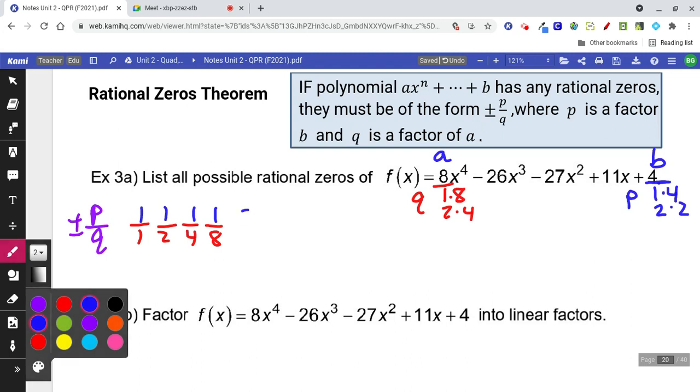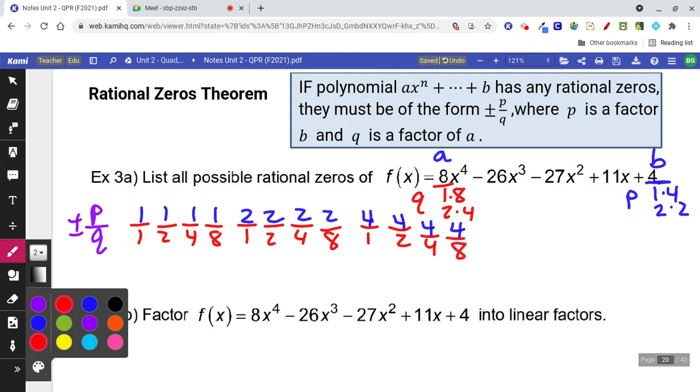Next blue number I see is a 2. So I'm going to divide by a 1 and divide by a 2 and divide by a 4 and divide by 8. All of the blue numbers divided by all of the red numbers. That's our P over Q. Next blue number is 4. I'm not going to do 2 again. I already did 2. Next blue number is 4. So divide by 1, divide by 2, divide by 4, divide by 8.